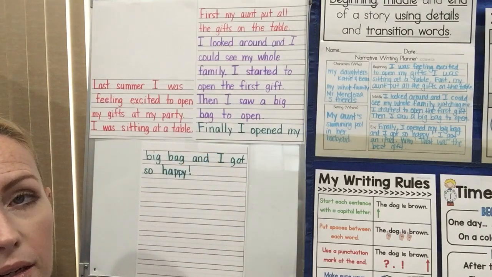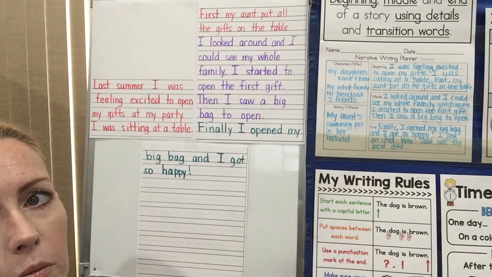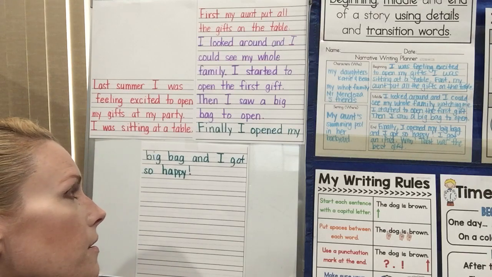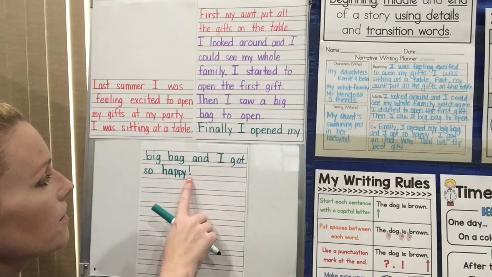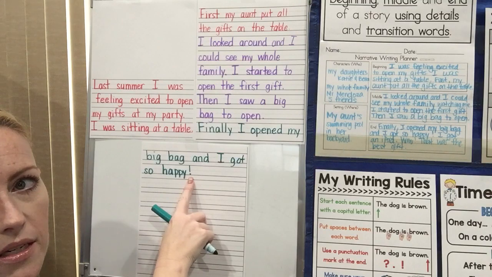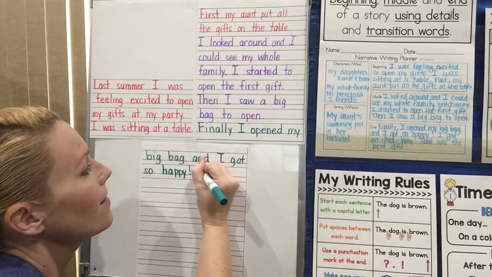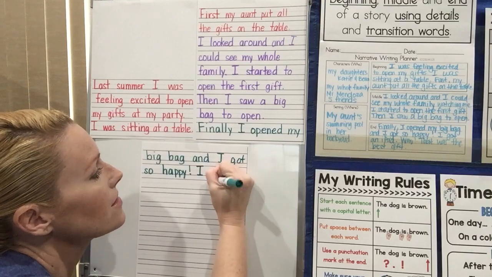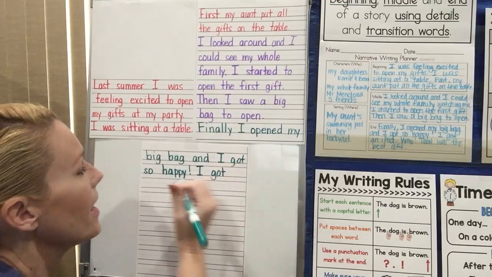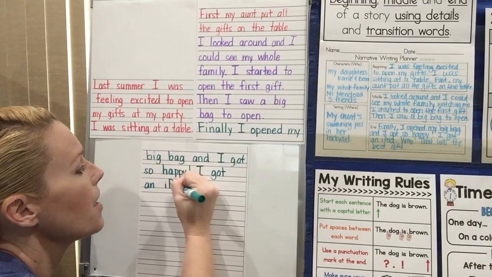And in my plan that I had made, I put an exclamation point right there, because usually when you're happy and you're opening gifts, you don't say, I opened my big bag and I got so happy. You're excited. And so punctuation like that is okay. We don't want to put one of these after every sentence because we're not excited the whole time. Okay. I got an iPad.